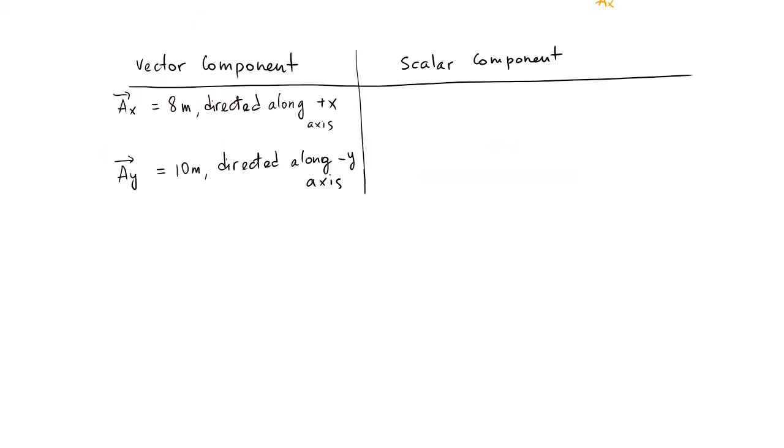Okay, let's take these vector components. Ax vector is 8 meters directed along the positive x-axis. Ay is 10 meters directed along the negative y-axis. So the scalar component for the ax vector would be ax, because it is along the positive x-axis, equal to positive 8 meters. For ay, it is along the negative y-axis, so ay equals negative 10 meters. So that would be the scalar components.